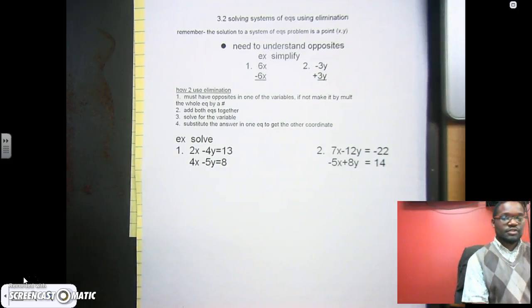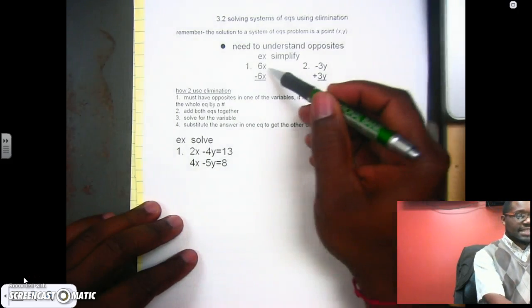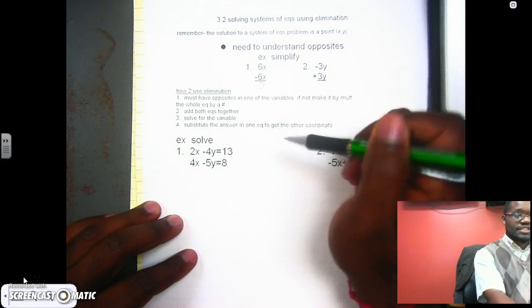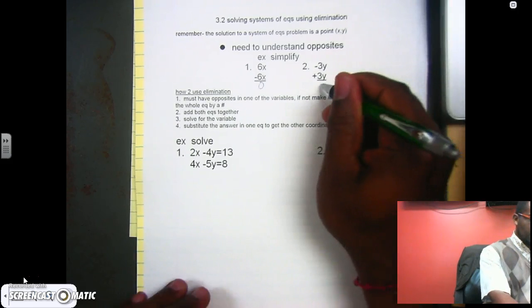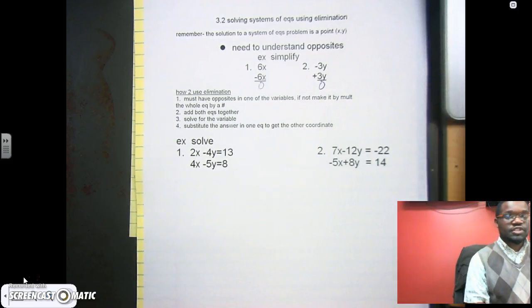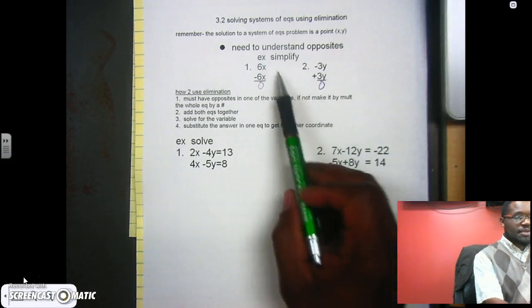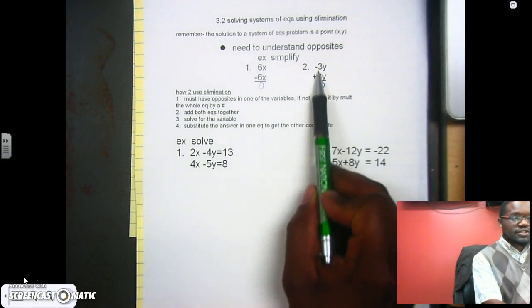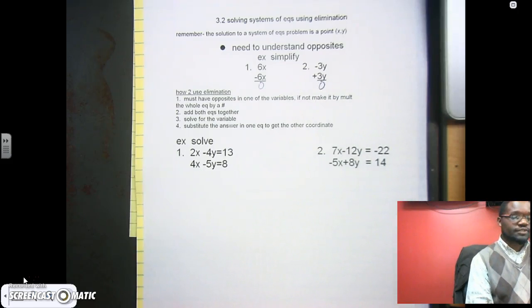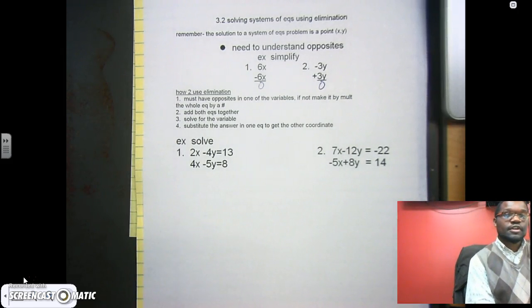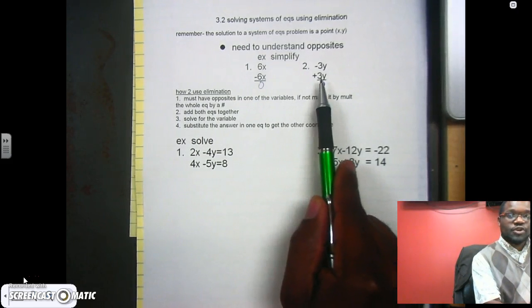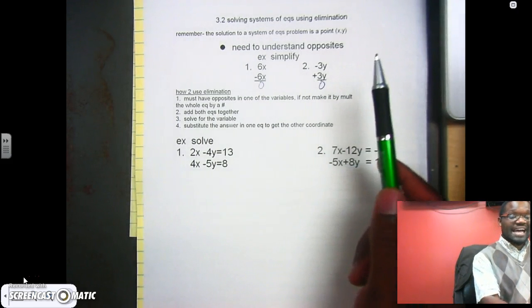Now, in order for us to understand how to do elimination, we need to understand opposites. I've got these two examples here, and 6x minus 6x is 0, right? Not 0x, but 0. And negative 3y plus 3y is also 0. You notice how both of those give you 0. These are opposites: same number, same variable, different signs. What we're going to try today is to make our x's or our y's, not both, make one or the other be the same number but different signs, so it can eliminate itself. That's the idea of elimination.